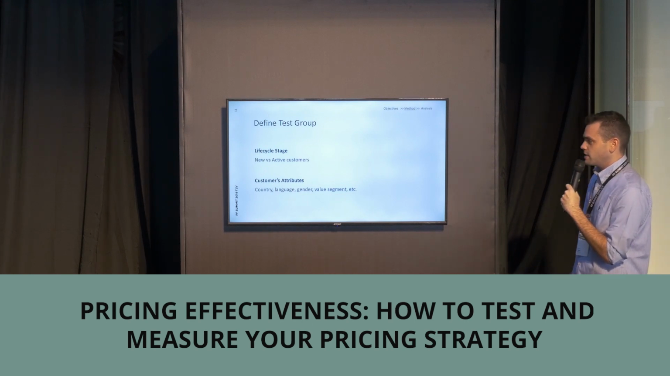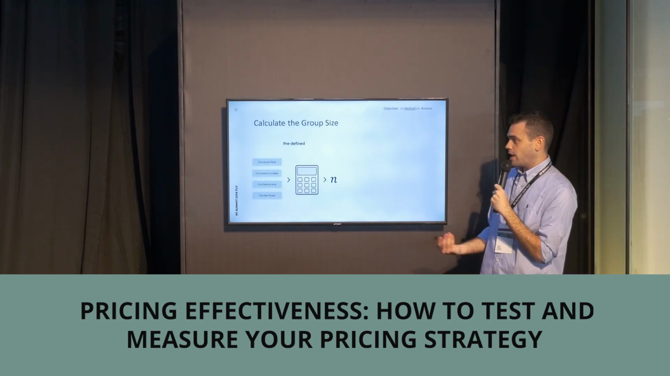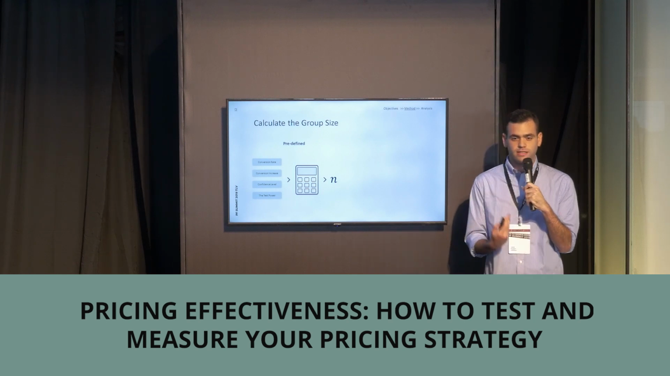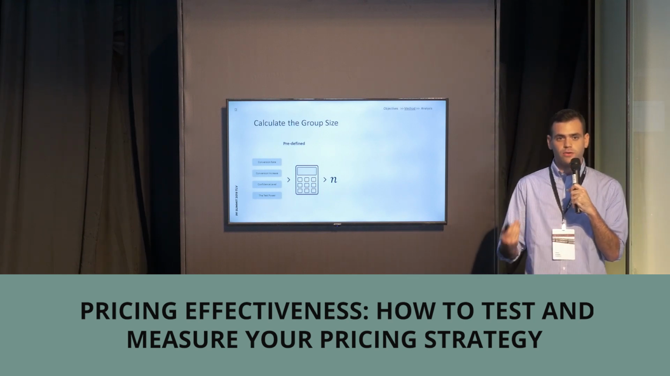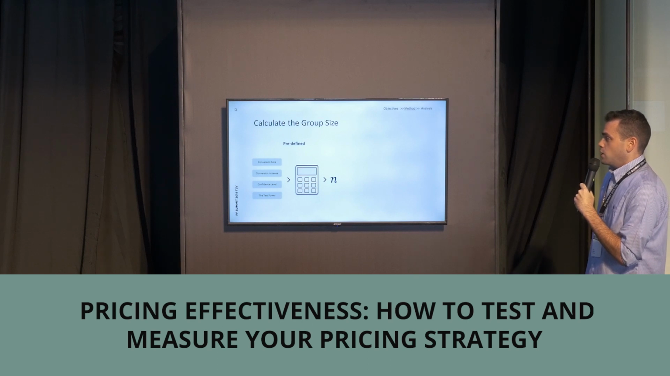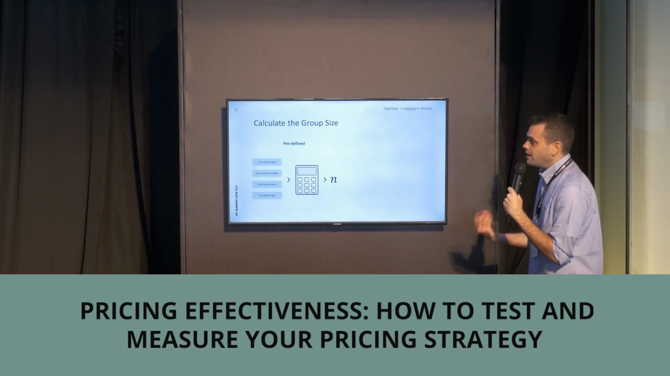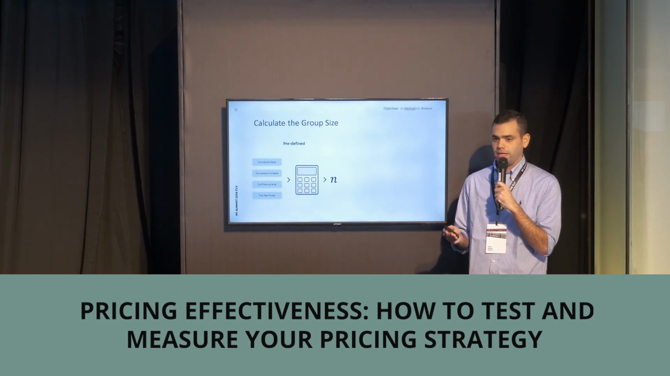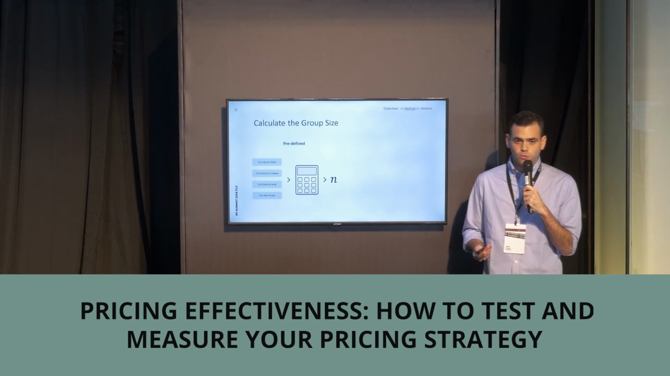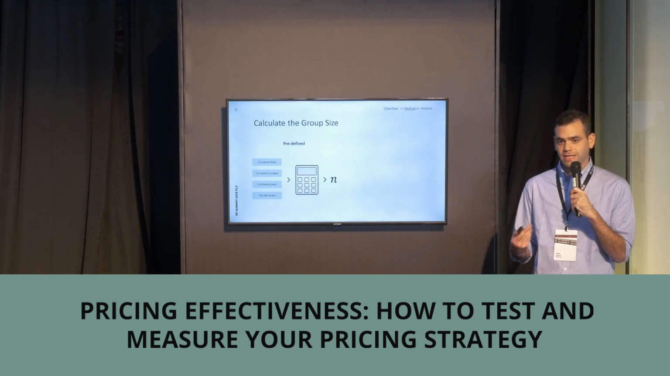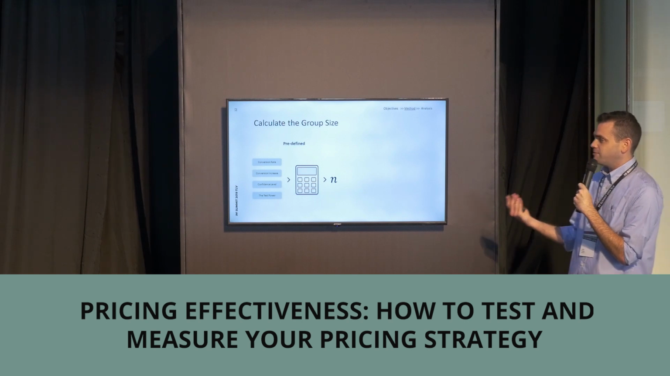So how can we reach the statistical significance? We have to calculate the group size. We have the test group itself. Now we have to calculate the size. To determine the group size, we have two main approaches. The first one, which is a more simple and easier one, is the predefined group size.